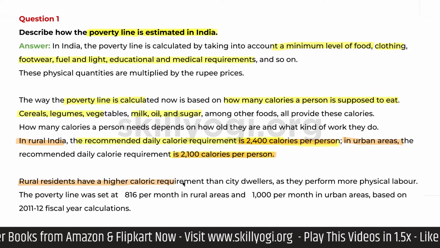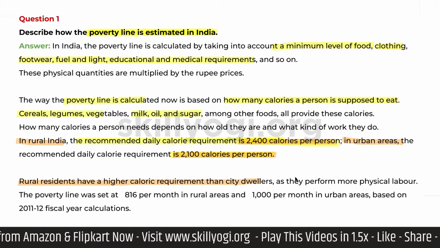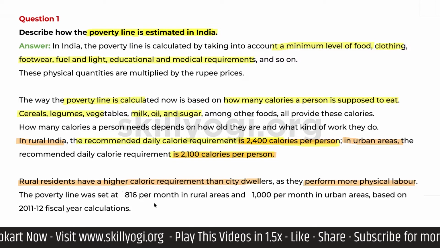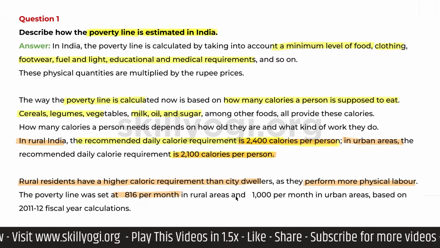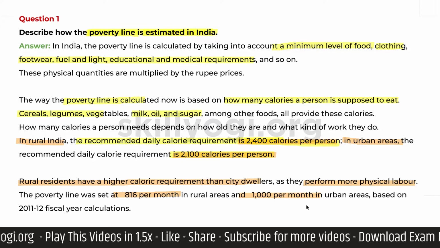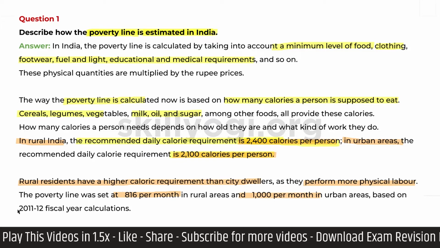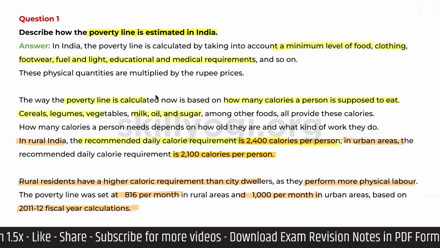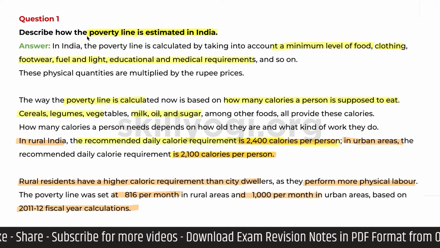Rural residents have a higher calorie requirement as they perform more physical labor. The poverty line was set at 216 rupees per month. It was based on income, and people who earn less than 1000 rupees per month in urban areas, based on the 2011-12 fiscal year, are considered to be below the poverty line.